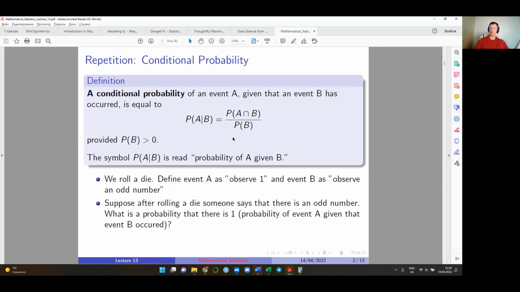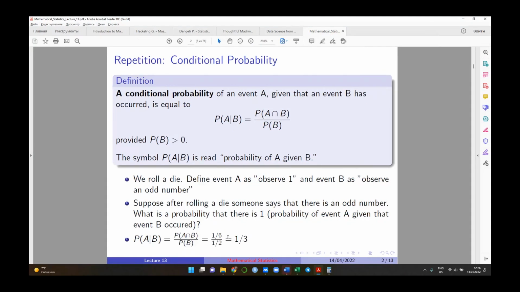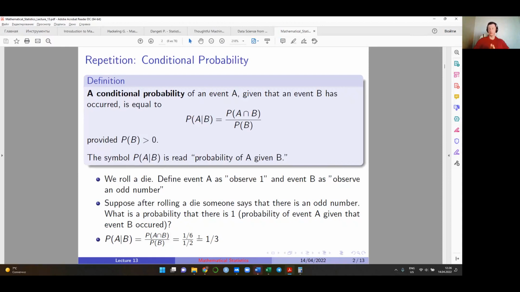According to this definition, first of all, we must calculate the probability that 1 and an odd number occurred together. And this is 1 over 6, because out of 6 numbers, 1 and an odd number together occurs only in 1 out of 6 possible outcomes, right? And the probability that the odd number occurs is 1/2 because there are odd or even numbers. Like 1, 3, and 5 are odd numbers, 2, 4, and 6 are even numbers. So the probability to observe an odd number is 1/2. Therefore, we calculate this as 1/3. This is the conditional probability to observe 1 if we know the additional information that an odd number is there.